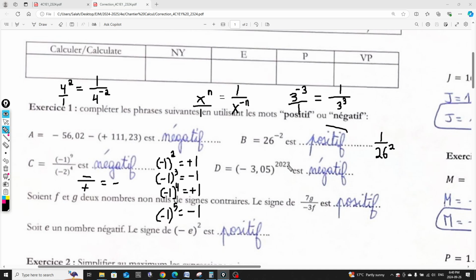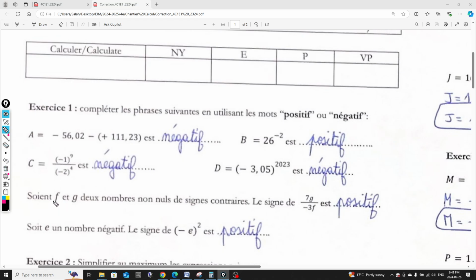Alrighty. Now, what if this was 2026? Well, if that exponent was 2026, that's an even number. So, like we said, it doesn't matter what your base is. If your exponent is even, your answer would be positive. Okay? Alrighty, let's take a look at this down here.